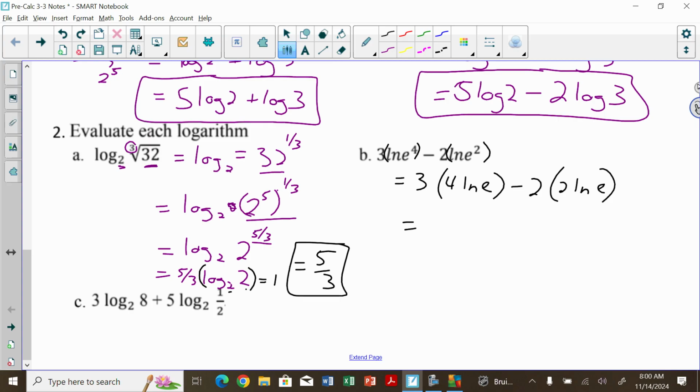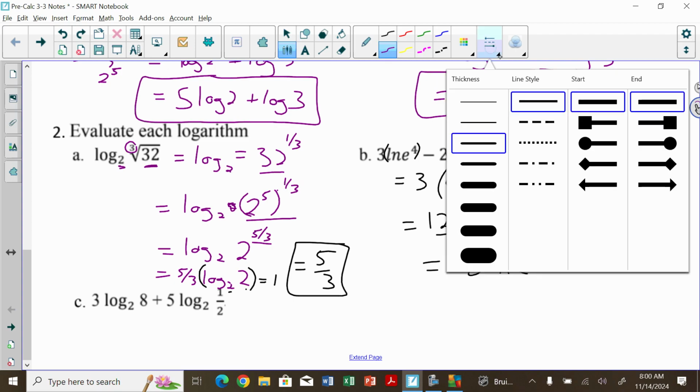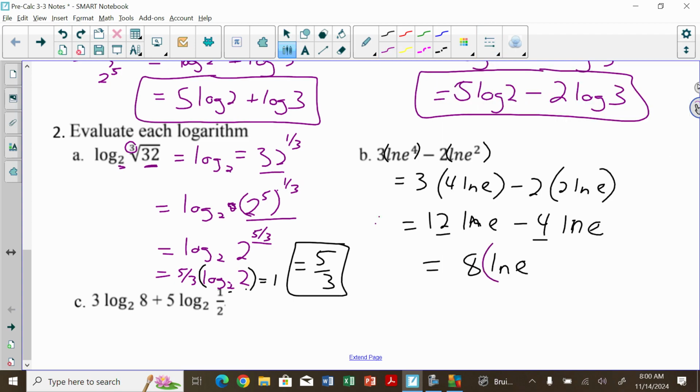I guess I could do that all at once if I wanted to, but so now I have 12 times natural log E, and then minus 4 natural log of E. All right, so now because they're the same, I can go ahead and subtract them. 12 minus 4 gives me 8. Okay. And now, if you remember again from yesterday or whatever it was, section 3.2, natural log of E is also equal to 1. So you basically have 8 times 1 or 8. So those worked out nicely for us.